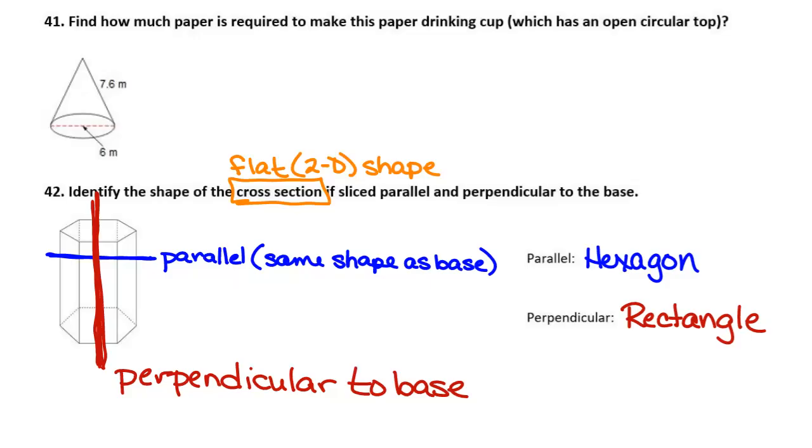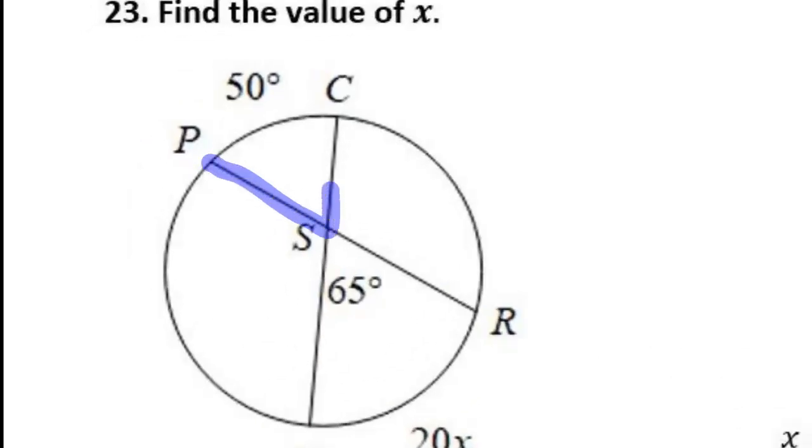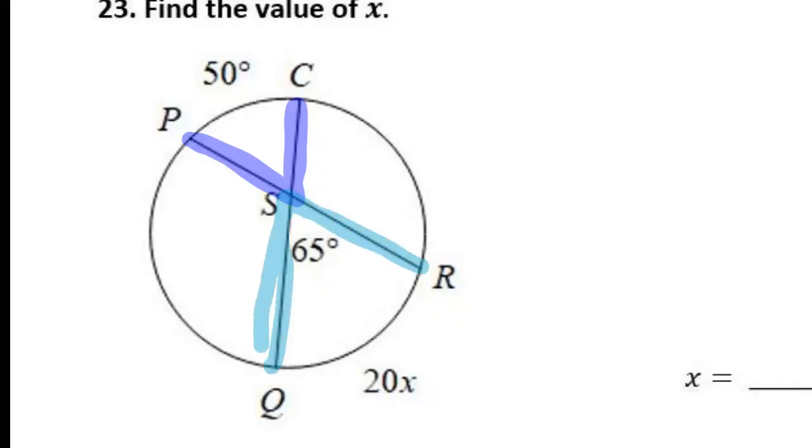Which one? 23, absolutely. Problem 23, right here, says find the value of x. So we have two angles that are inside the circle. We have this angle here, and we have this angle here. Those are vertical angles and they are congruent to each other, which means they're both how big? They are both 65 degrees.